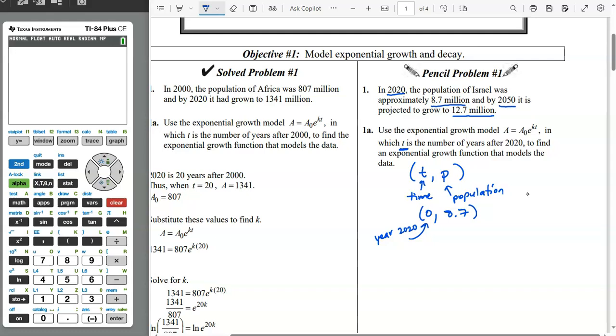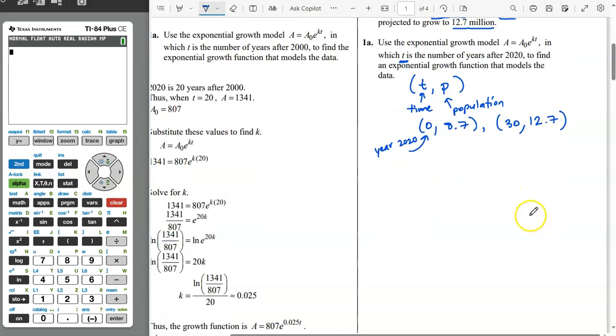So we get that data point 0, 8.7, and then we also get the one, let's see, in 2050, that's 30 years after 2020, so the time is 30, and then the population is 12.7 million. So we have these two data points, and we're supposed to make an exponential growth model. We just understand that populations a lot of times grow exponentially, so it's appropriate to use this model. We don't have to get a bunch more data points because between 2 points, of course, we can just make a line, a straight line.